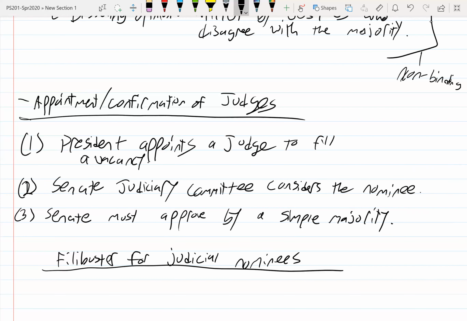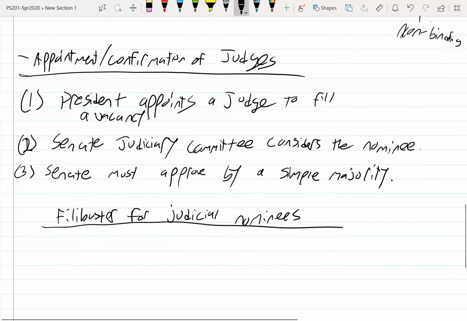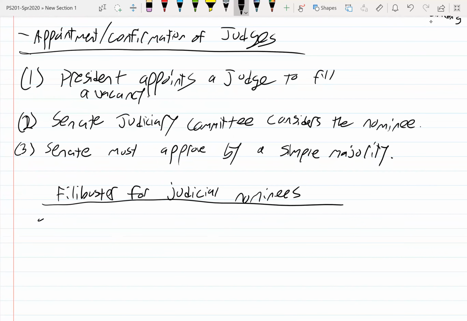Let's talk about filibusters of presidential nominees, though. There's a bit of a different situation as far as nomination processes go. There are three different periods in history which I'll talk about, and most of the movement is relatively recent. So we're going to start the story here, going up until 2013.